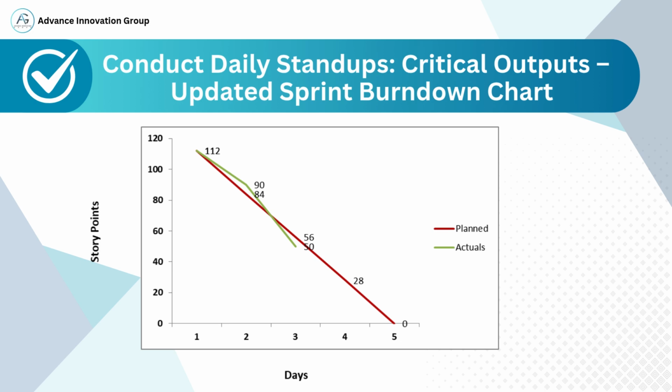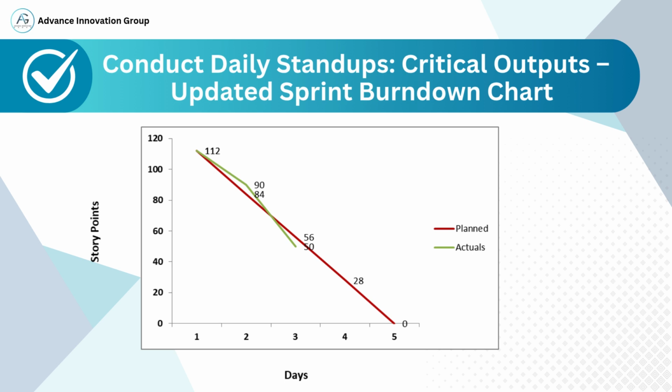The green line represents the actual progress of the team. Day 1, 112 points, starting point. Day 2, 90 points. Day 3, 84 points. Day 4, 56 points initially, then 50 points, showing some variability in completion. Day 5, 28 points. This chart helps the team compare planned versus actual progress, which is useful to identify if the team is ahead, on track, or behind.